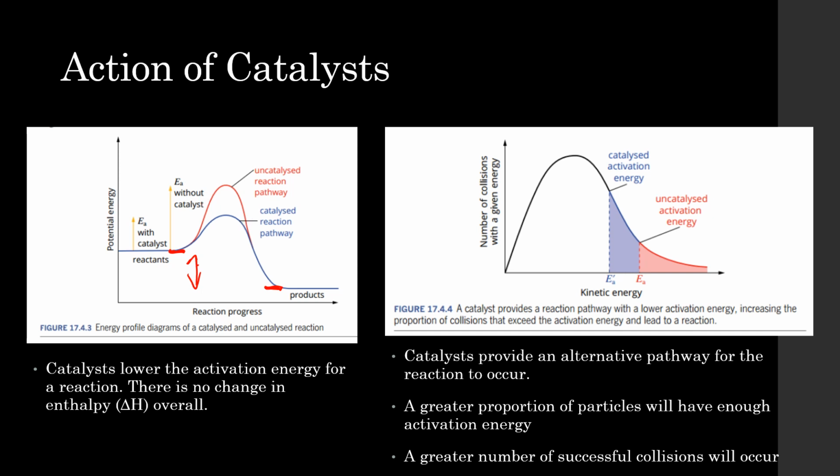If we have a look then at the right hand graph, you can see the proportion of collisions that are actually successful. The first part shows you the uncatalyzed activation energy. So we've got a smaller proportion of products being created, but with a catalyst we've got a greater proportion of successful collisions and therefore a greater proportion of products being made.